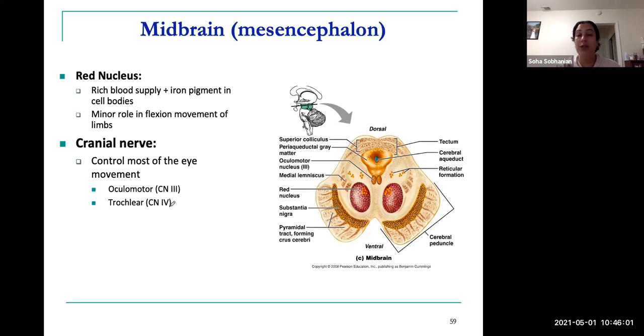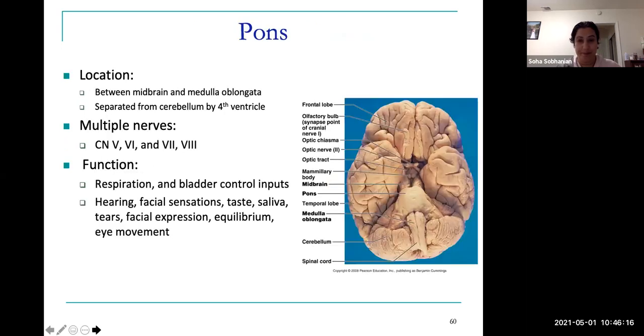So they do play a role in, again, the voluntary movement of the eye muscles. But what I really do need you guys to know is, if I ask which nerves are associated with your midbrain, you should automatically say cranial nerves number 3 and 4. That's all I need you to know, with the proper name. But we don't go into the function.